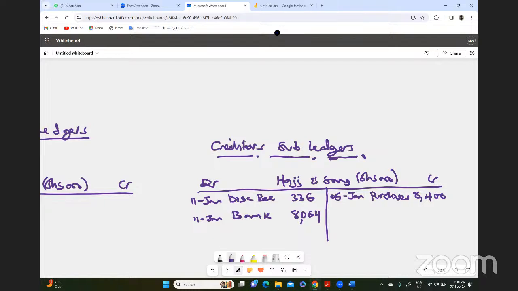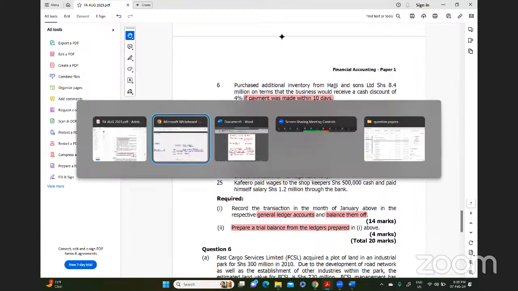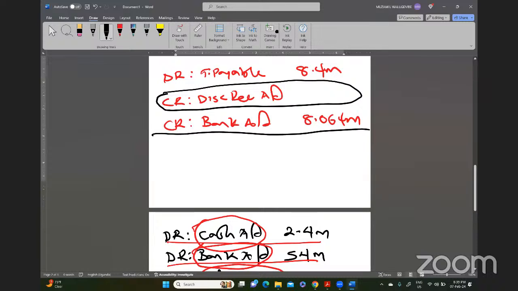Should we move? I think we should move. Time is running super fast. Also, Maseruka Retail Enterprises also settled their obligation in full. So we sold to Maseruka, the terms of the sale were that if he pays within 2 weeks, we give him a 3% discount. It is the same thing, it is related. So what are we going to do? How much did we demand Maseruka? So we are demanding Maseruka 4.5.